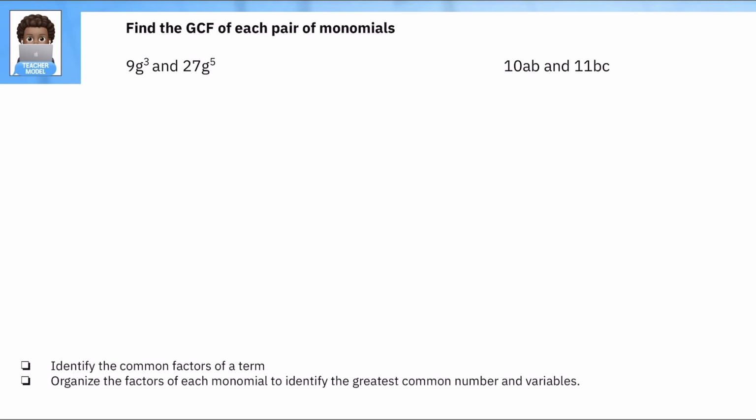All right, let's do the reveal. For the first one, the greatest common factor is 9g to the third power. And for the second one, the greatest common factor is b. So go back and check your work and see if you have those same answers for a GCF. If you have something different, we'll go over them together if you just want to see how we work it out. Again, it doesn't matter which method you'd like to use.